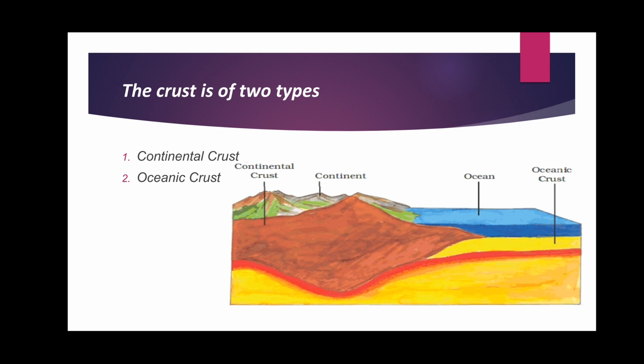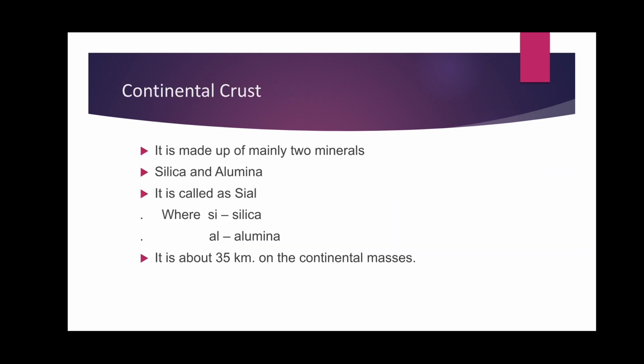So see the picture, students. The crust below the continent is known as continental crust, and the crust which is below the ocean floor is known as oceanic crust. Okay, so two types of crust, continental crust and oceanic crust. Now let's start with the continental crust. Now continental crust is made up of two minerals, silica and alumina.